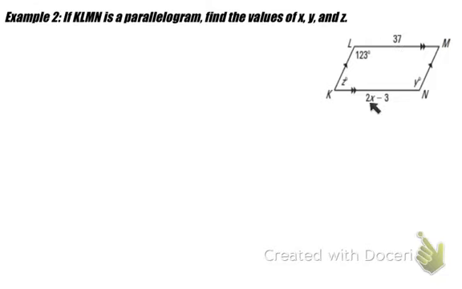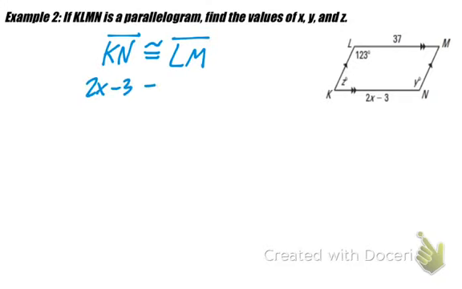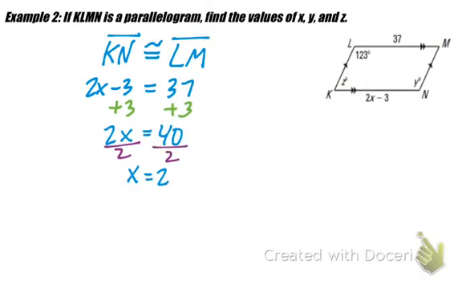So here's our x. KN is 2x minus 3. LM is 37. Since we know that in a parallelogram opposite sides are congruent, KN is congruent to LM. So we can say 2x minus 3 is equal to 37. Solve for x. Add 3 to both sides. 2x equals 40. Whoa, too fast. Sorry guys. And then we divide both sides by 2 to get x equals 20. Alright, so we found x, which is 20.